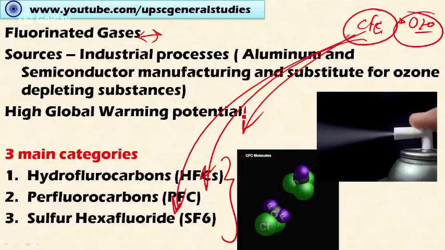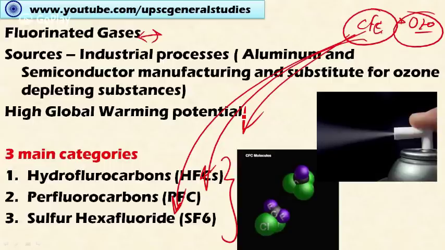So this is one of the negative points about the fluorinated gases. And they have a higher global warming potential. Each molecule of fluorinated gas has the highest capacity of causing global warming when compared to various other greenhouse gases like carbon dioxide and nitrous oxide.